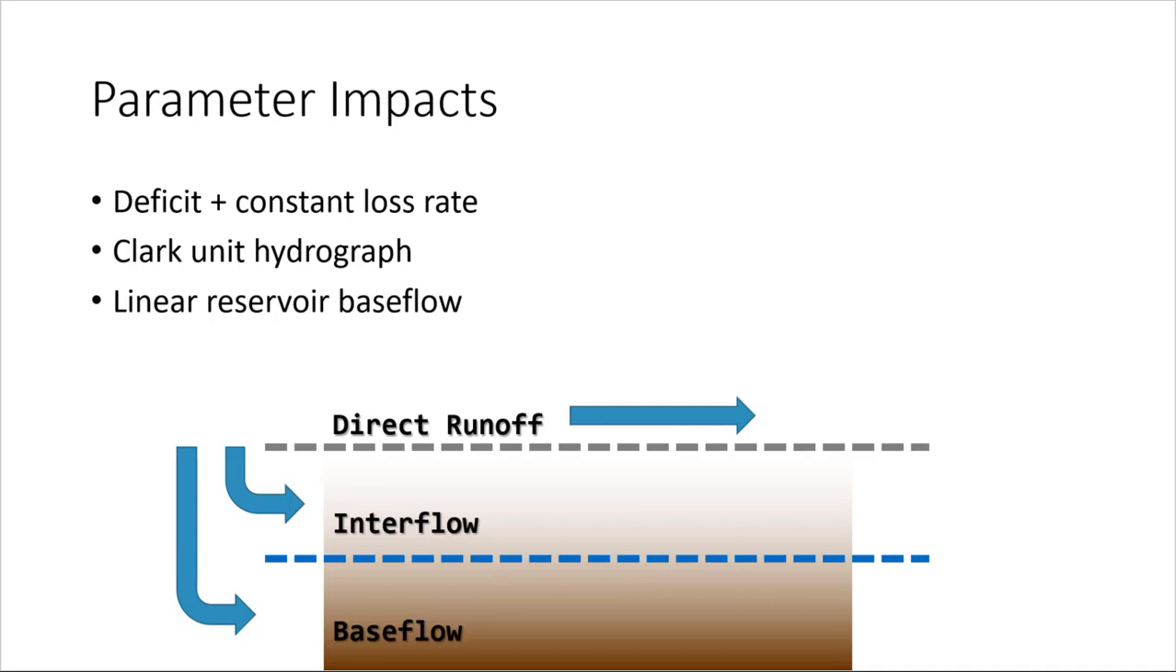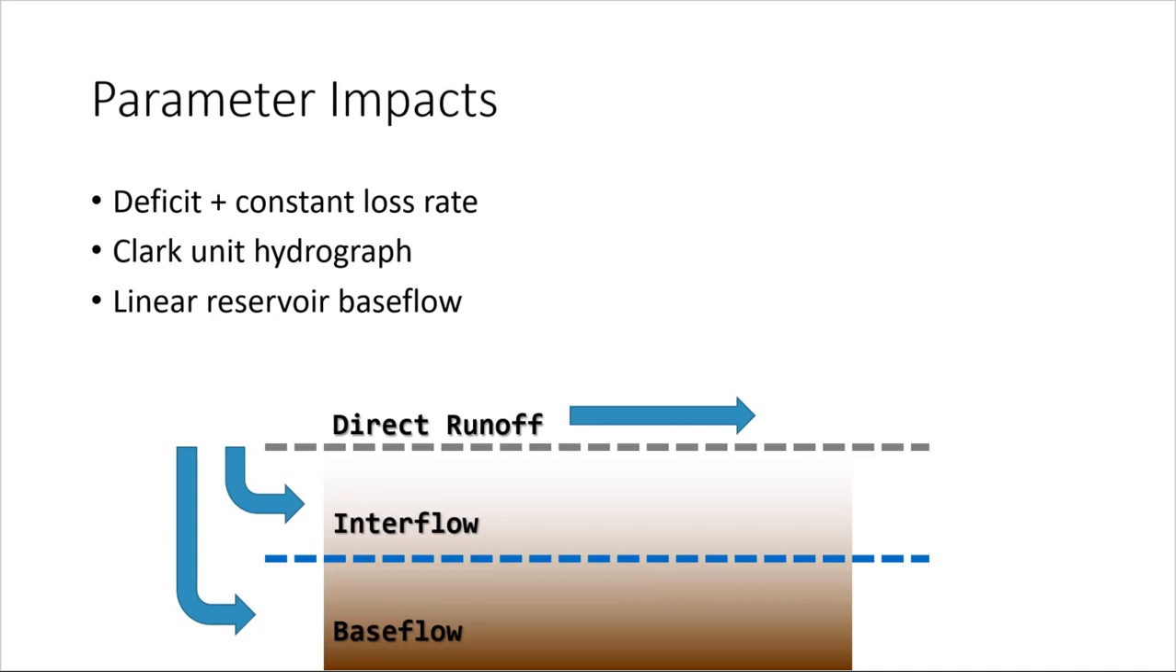The model we are testing is capturing 3 processes: direct runoff, interflow, and baseflow. The loss process partitions the incoming precipitation into direct runoff or sends it to interflow and baseflow. We can control that behavior by changing the loss parameters. The shape of the direct runoff hydrograph at the outlet of the watershed is controlled by the unit hydrograph transform parameters.